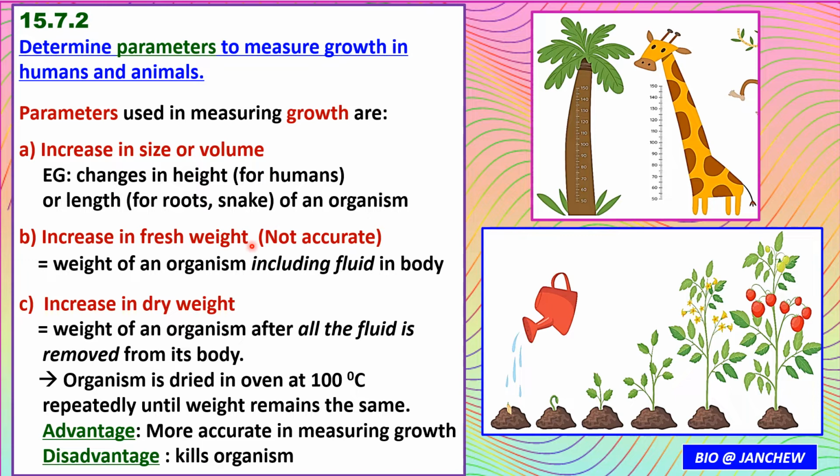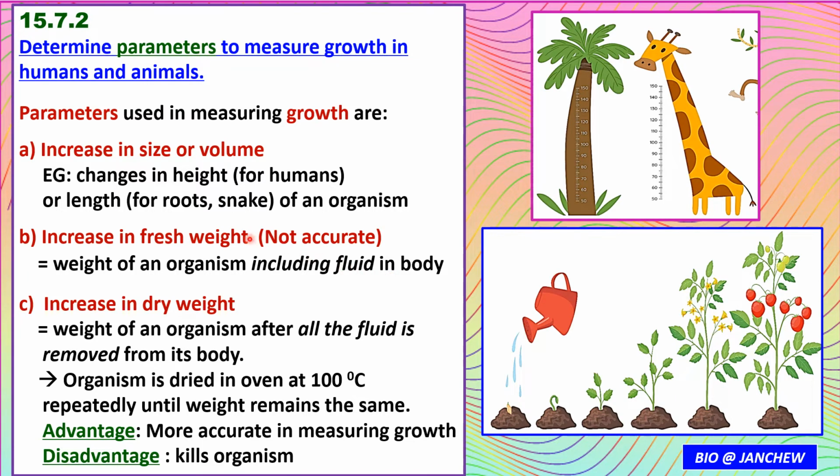Now, another parameter that can be used is increase in fresh weight, meaning the weight of an organism, including the fluid or the water in the body. For example, weighing yourself to find the weight of your body each day. So if you drink more fluid, more water on that day, then your weight will be heavier, as compared to when you are dehydrated, when a person is dehydrated.